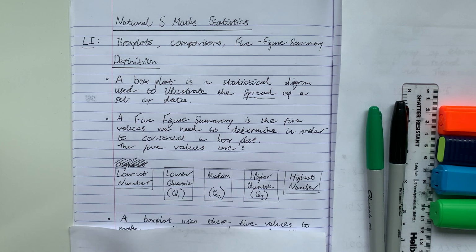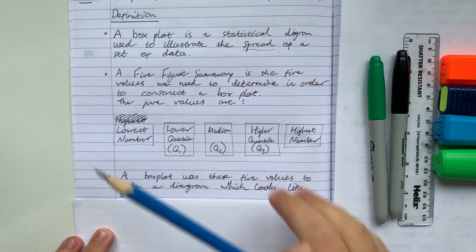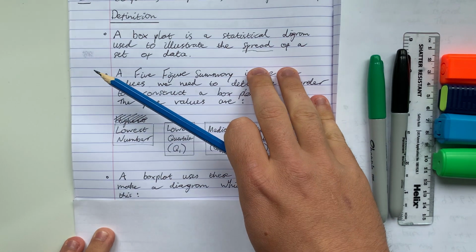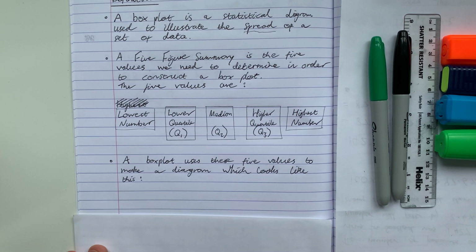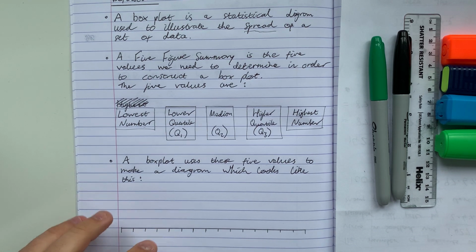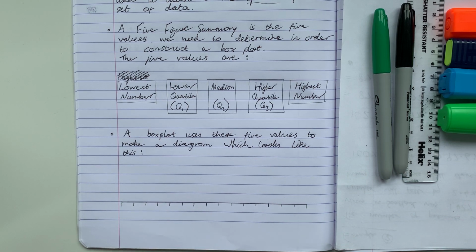Okay, so what is a box plot then? So a box plot uses these 5 values to make a diagram which looks something like this. So obviously we will be using specific numbers, but in general they look something like this. So I've already drawn a wee scale there at the bottom. This is why I said you will need a ruler for this. Okay, so we don't have any data, so this is just completely arbitrary just now what it would look like.